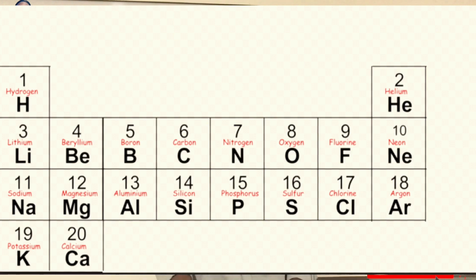You have group 1 starting with hydrogen, lithium, sodium, and potassium. Then there is group 2, that is beryllium, magnesium, and calcium. Group 3, boron and aluminium. Group 4, carbon and silicon. Group 5, nitrogen and phosphorus. Group 6, oxygen and sulfur. Group 7, fluorine and chlorine. Group 8, helium, neon, argon.